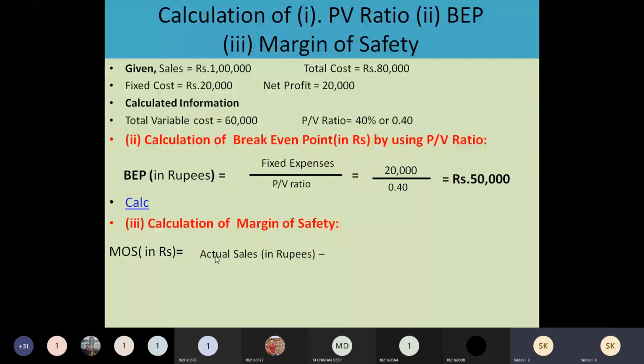So actual sales in rupees minus BEP sales which we have calculated in rupees. So actual sales is nothing but the given information in the problem. That is sales is equal to 1 lakh, it is given. So that 1 lakh you substitute here in place of actual sales. And BEP we have calculated, rupees 50,000 we got. So what is the result? 1 lakh minus 50,000, you will get 50,000 rupees. Okay. So this is the margin of safety. This is how you are going to calculate. All these steps you have to write in the exam. Then only you can gain full marks.